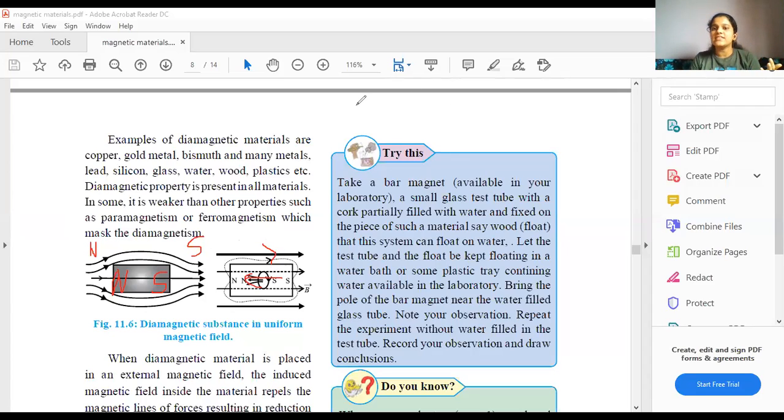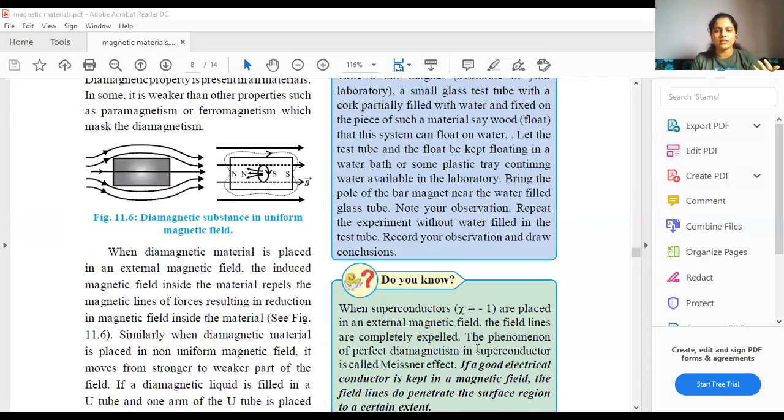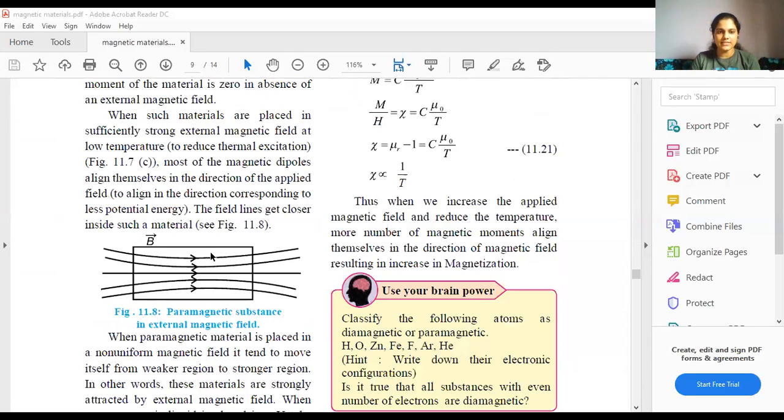Whereas in paramagnetic materials, see over here, the direction of the inside magnetic field is the same as that of the outside magnetic field. The reason is, students, outside here it is from north to south, and inside this part behaves like south and this part will behave like north. So they will have attraction between them. Now, this was in a uniform magnetic field.